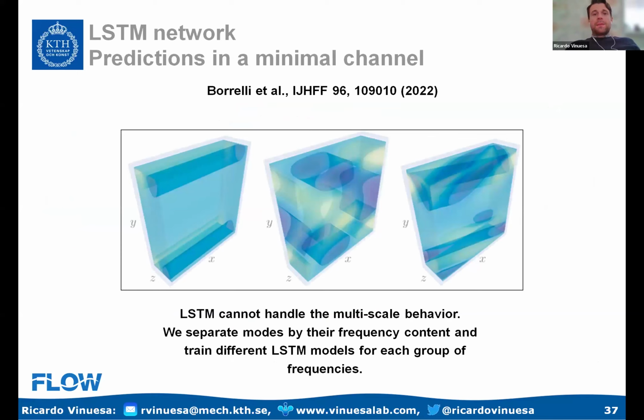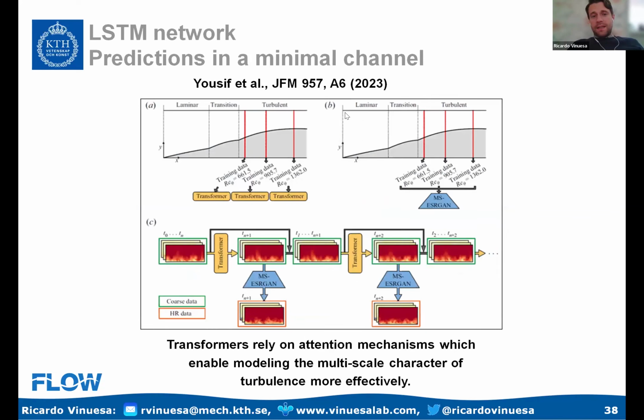Now, we tried more things. We worked on a minimal channel, and in a minimal channel, we did a modal decomposition and predicted the temporal coefficients of POD modes. Because turbulence is multi-scale, and that's something that the nonlinear equation model doesn't really reproduce. Since turbulence is multi-scale, we can understand that we will have fast, medium, and slow modes, and we need one LSTM to reproduce each of those groups of modes. I cannot reproduce all the range of scales automatically with an LSTM network.